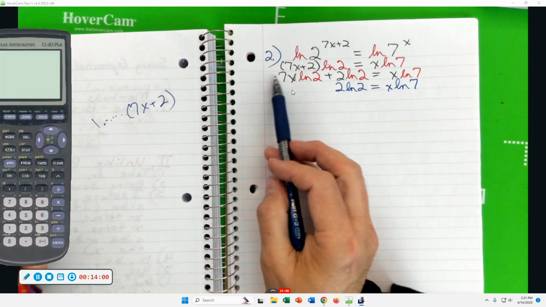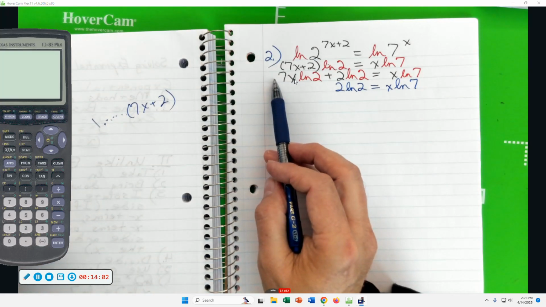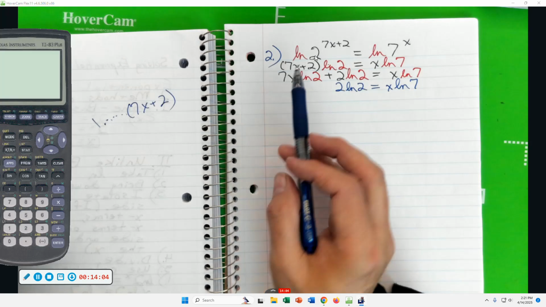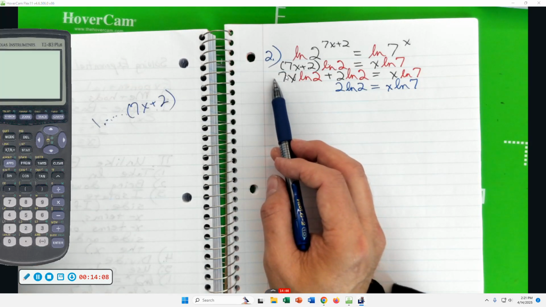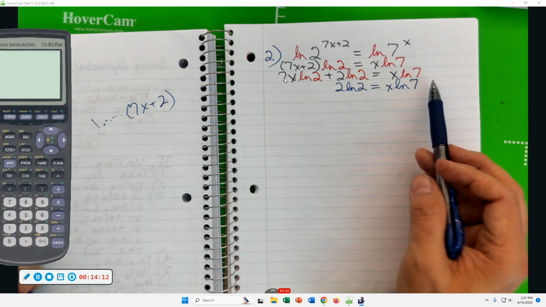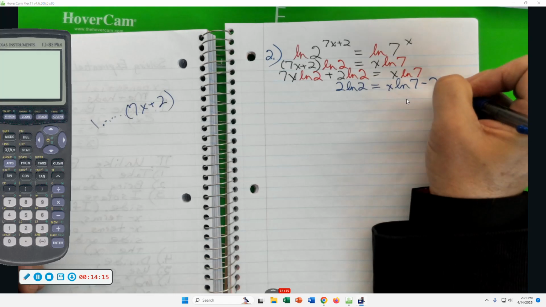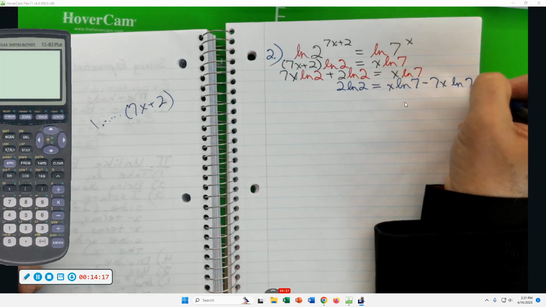I don't see a sign in front of that 7, so what do we assume it is? A positive. So we move it over, and it becomes a minus 7x ln 2.